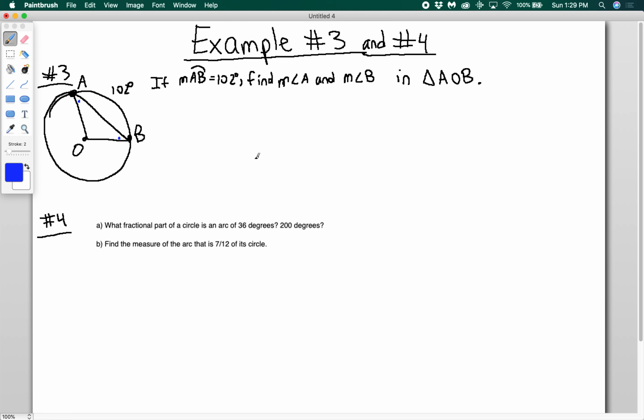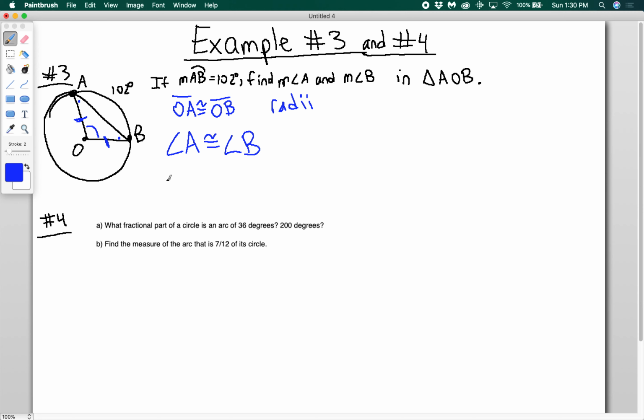Okay, so I know that OA has to be equal to OB, right? These are both radii. So OA equals OB. That's just something that I know. These are congruent because they're both radii. I'm doing kind of a fast 2-column proof; I'm not going to actually write out the 2-column proof. So that means that angle A is congruent to angle B, okay? Because it's an isosceles triangle, right? And then I know that this arc is 102 degrees, so this angle has to be 102 degrees.